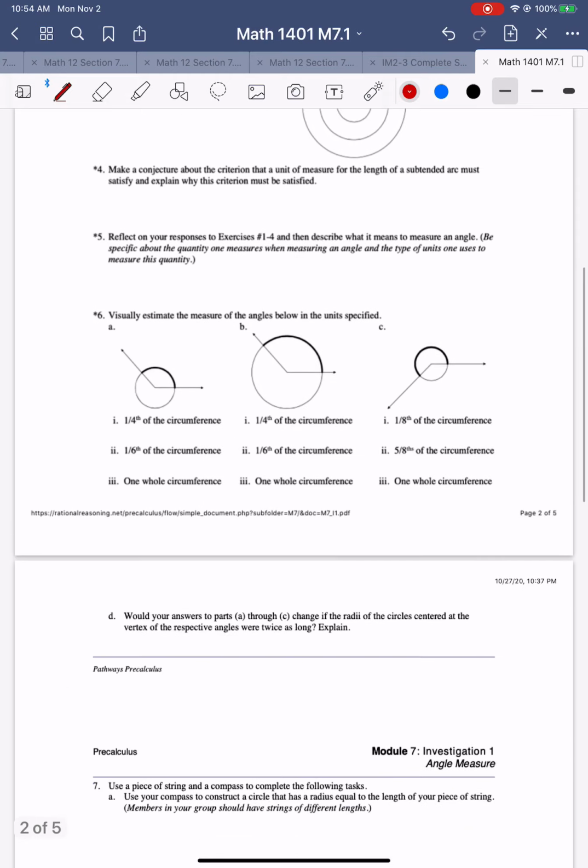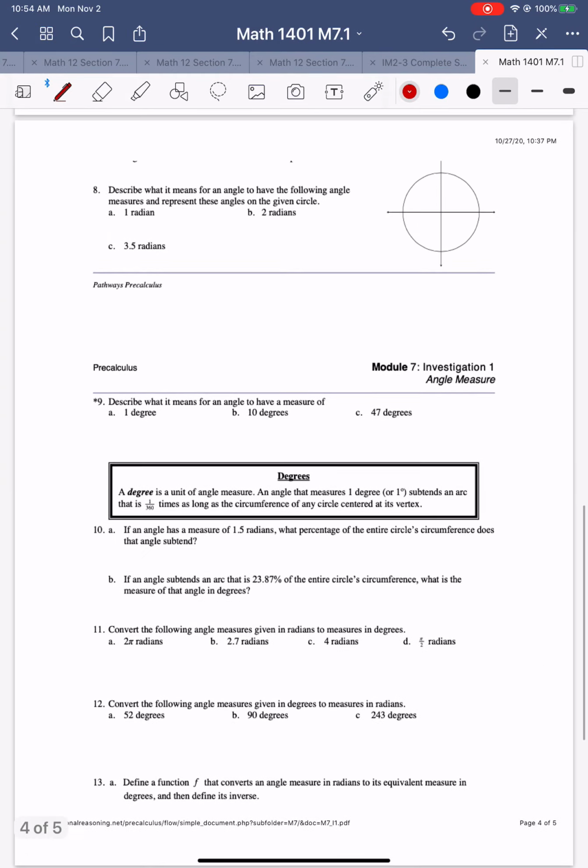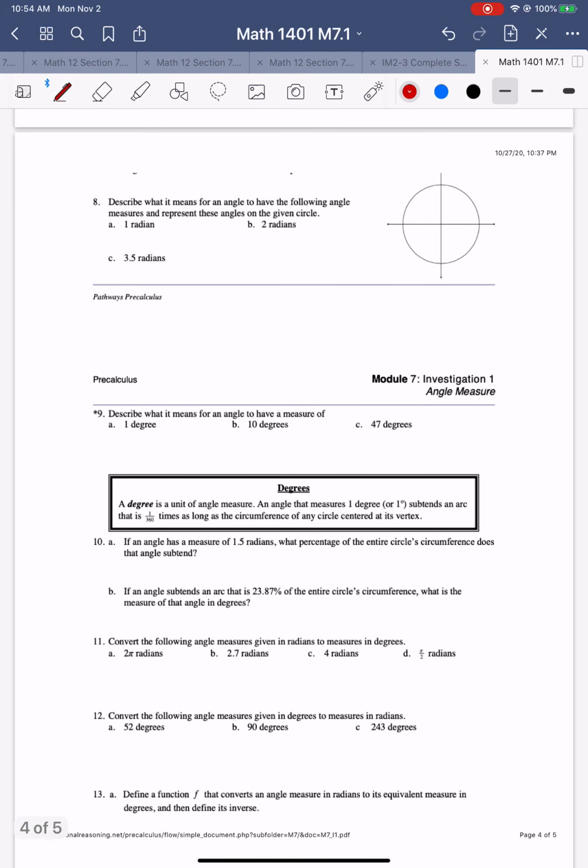So let's think about numbers 9, 10, 11, and 12 from here. Number 9: describe what it means for an angle to have a measure of 1 degree. When you go all the way around a circle, starting from 0 degrees all the way to 360 degrees, one whole rotation is 360 degrees. A quarter is 90 degrees, the half is 180 degrees, and three quarters is 270 degrees. So what is 1 degree?